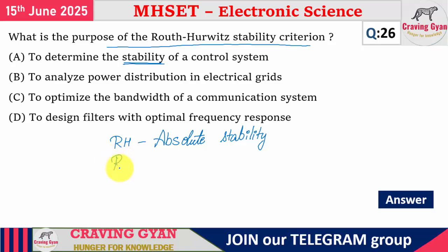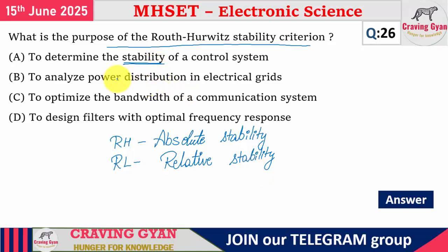If I am going with the root locus, it is going to speak with respect to relative stability. The best method to determine the relative stability is the root locus. So it is going to tell whether the system is less relatively stable or more relatively stable.